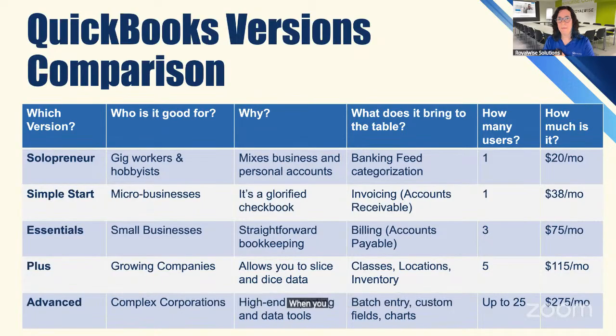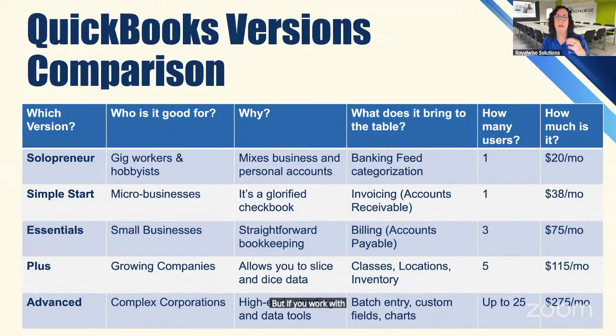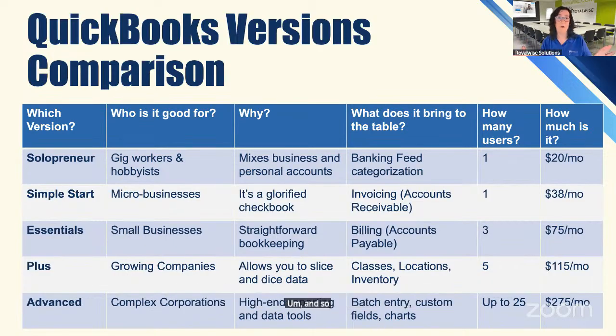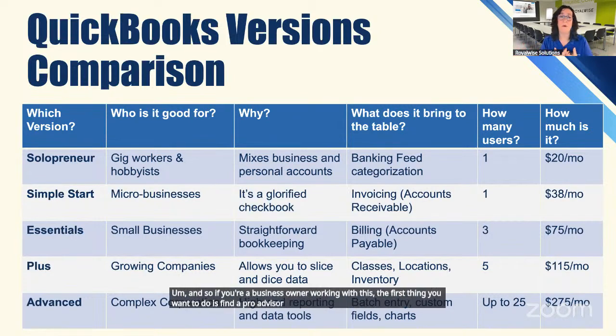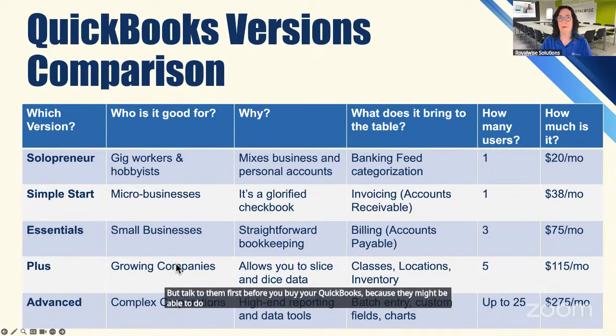When you sign up, if you sign up yourself, you're going to pay the retail price, or maybe the QuickBooks website will give you half price for 3 months, and then it goes to regular price. But if you work with a bookkeeper and sign up through a bookkeeper or a pro advisor, they frequently can give you discounts. And so if you're a business owner working with this, the first thing you want to do is find a pro advisor. It could be us at RoyalWise. It could be somebody in your neighborhood. But talk to them first before you buy your QuickBooks, because they might be able to do better than Intuit's retail pricing.